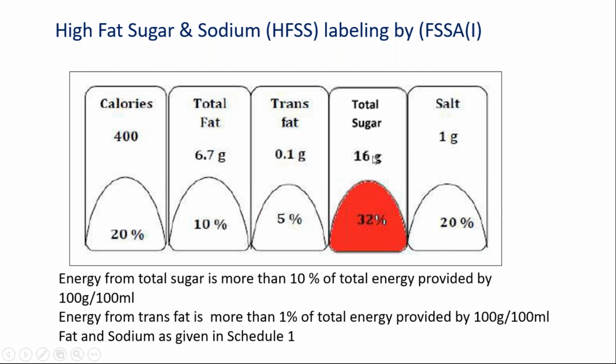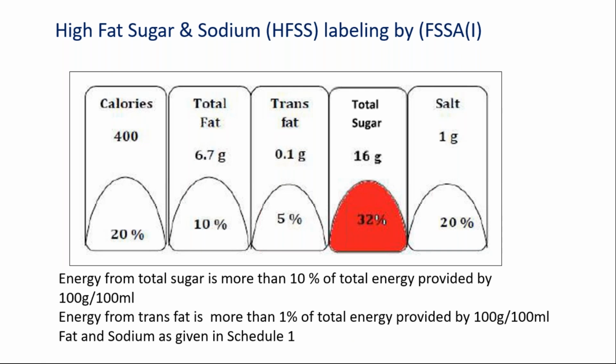The sugar is giving you a very high content of this, so you have to put the red. Similarly, if the trans fat gives you more than 1% of the total energy for 100 grams, you will have to put the red. For fat and salt, it is given in Schedule 1, and this goes with each different category of food.